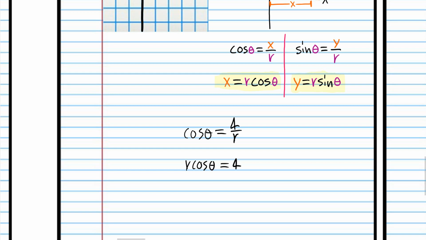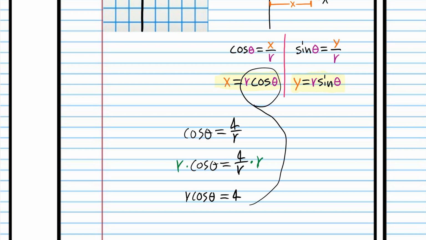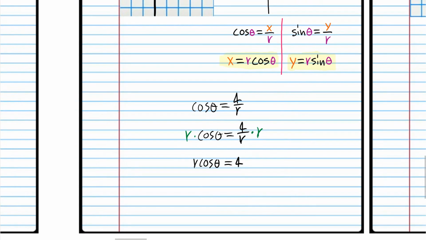So just to make it clear what I did there, I'm going to show that work. You don't have to show that because that's just a basic operation. But we multiplied both sides by r. And the reason I did that is because now we know that x is equal to r times cosine theta. So I can just replace r times cosine theta with x, and now we have the equation that we're looking for, but it's more familiar to us.